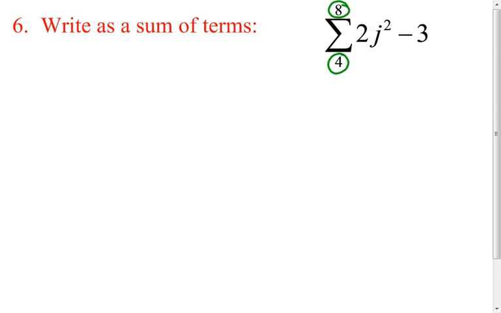So the first thing I'm going to do is I am going to plug 4 in. So I will go 2 times 4 squared minus 3. And when I do that, I get 29. The next time I'll plug 5 in. 2 times 5 squared minus 3. So I start plugging in the number that's down here.